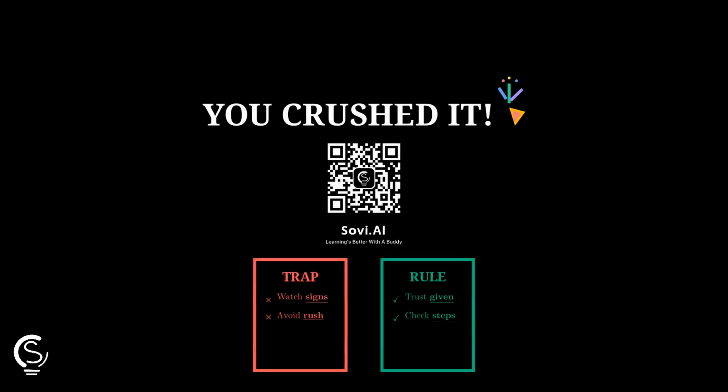Well done! Option C. Scan now. Do not rush or get fooled by signs. Trust the given graph and check both sides step by step.